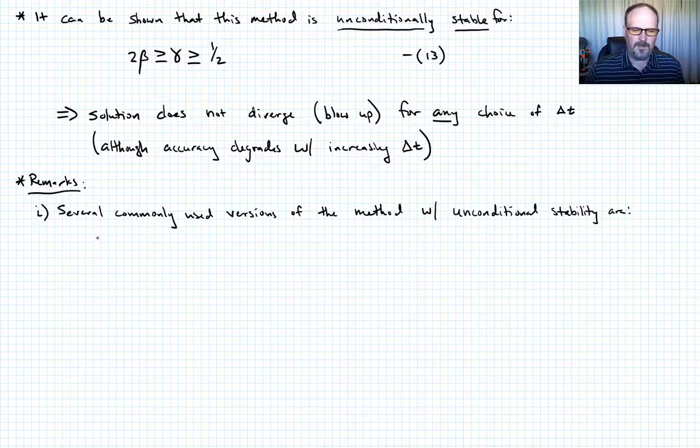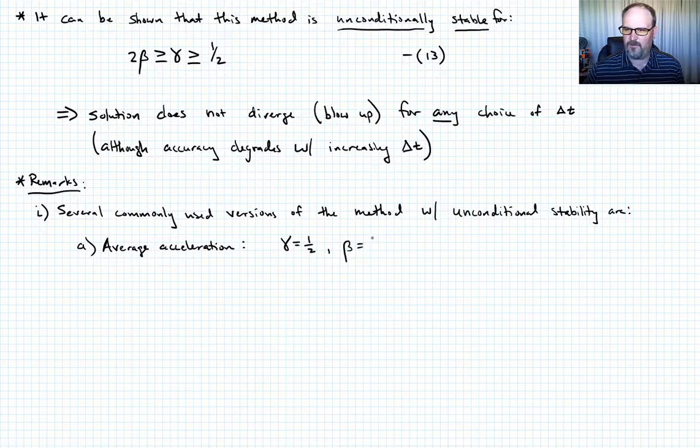Okay, so the most commonly used one is what's called the average acceleration method. In that method, you're going to set gamma equal to 1/2 and beta equal to 1/4. The error in this case is going to be on the order of delta t squared.